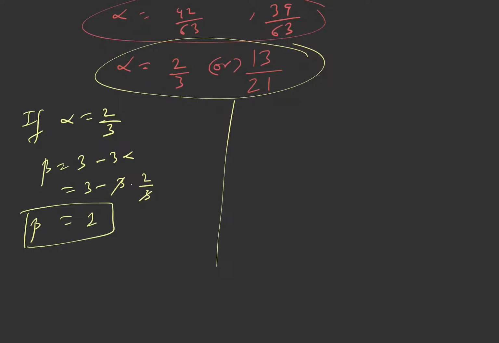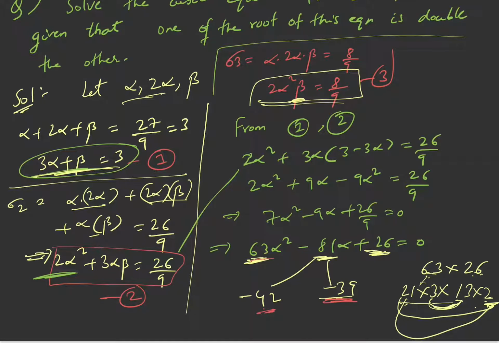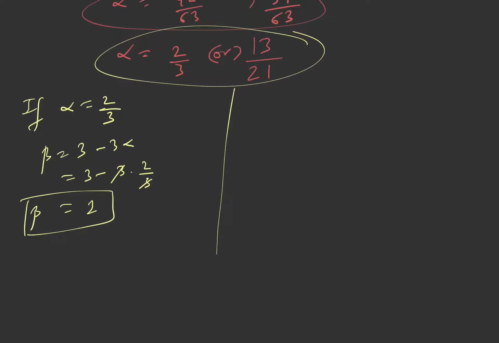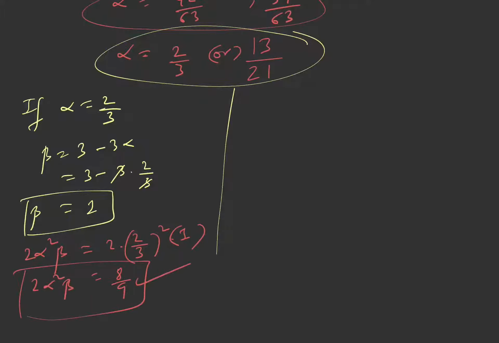Now let us check whether equation 3 is true or not. Let us check whether equation 3 is also satisfied, because all the three equations should be satisfied, right? So check 2 alpha square into beta. So this is 2 into 2 by 3 whole square into 1. So this is 8 by 9. So it is perfect, right? Equation 3 is also satisfied, so this is done. So alpha 2 by 3, beta 1. So now the roots are what? Roots are alpha 2 by 3, comma, 2 alpha 4 by 3, comma, beta, this is 1.